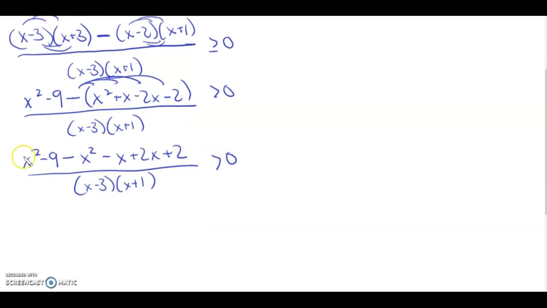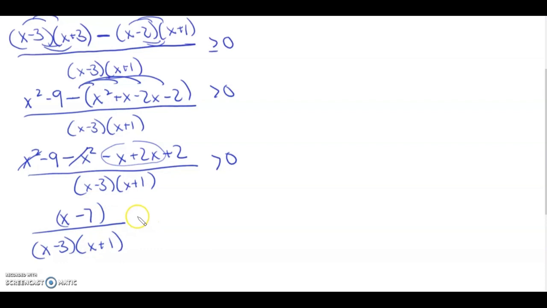And then just collect like terms. So the x squared and the negative x squared cancel. We get x, and we get minus 7. And then again, same denominator. We want to know when this is greater than or equal to 0. I forgot the equal sign. All right, so x-intercept 7, vertical asymptotes 3 and negative 1.